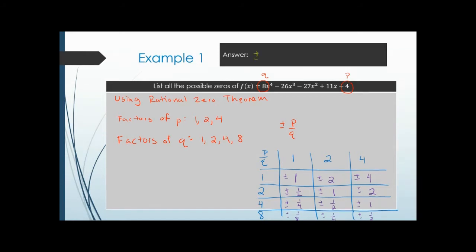So going straight across, I have plus or minus 1, plus or minus 2, plus or minus 4, plus or minus 1/2, then 1 and 2 repeat again, plus or minus 1/4, then I have repeats, and plus or minus 1/8, and then I repeat. So those are all the possible zeros. So if you're factoring, those are all the ones you're going to try when you factor. You're going to factor by making guesses of like x minus 1, x plus 1, x minus 2, x plus 2, x minus 4, x plus 4. And you're going to use synthetic division to do that.